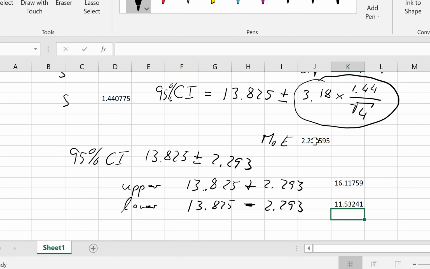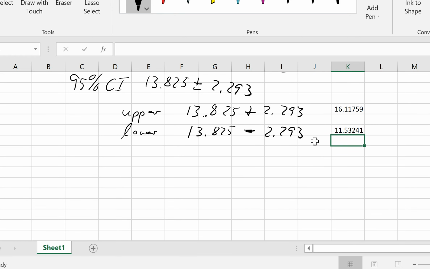So we are fairly confident that the true population mean, from which we have taken our sample, is somewhere between 11.53 and 16.12. So somewhere in between, we assume that there is our true population mean.